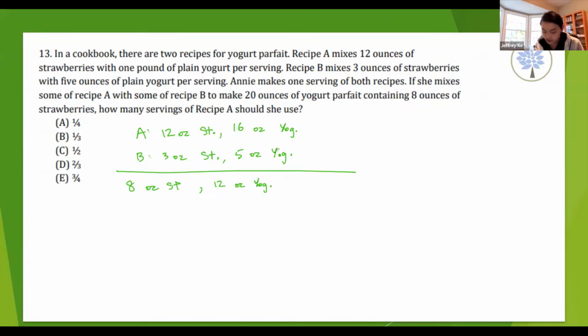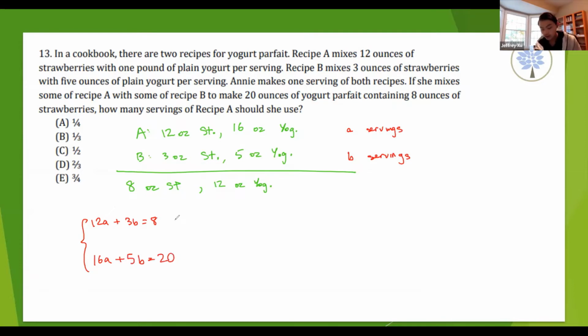So let's say she makes A servings of A and B servings of B. Then we have that the total amount of strawberries is 12A plus 3B, and the total amount of yogurt is 16A plus 5B.